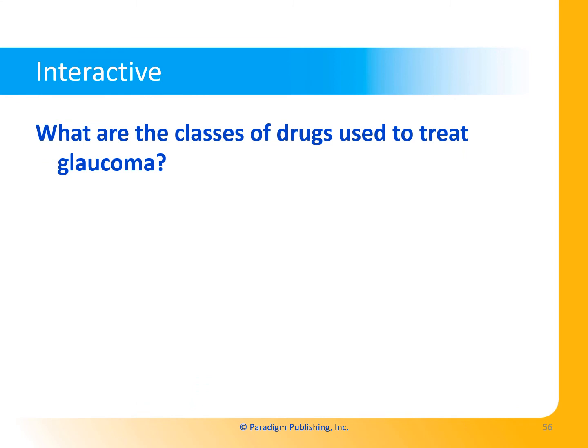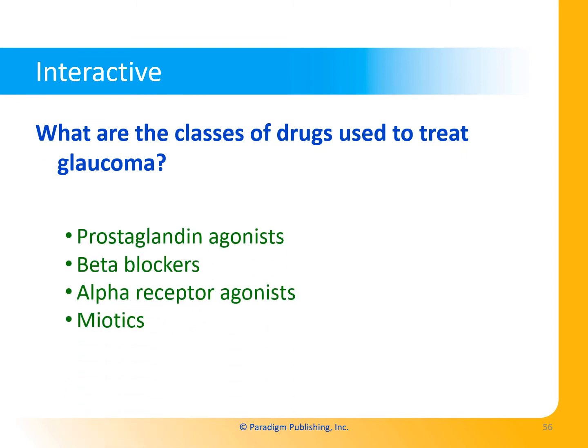What are the classes of drugs used to treat glaucoma? Prostaglandin antagonists, beta blockers, alpha receptor antagonists, and miotics.